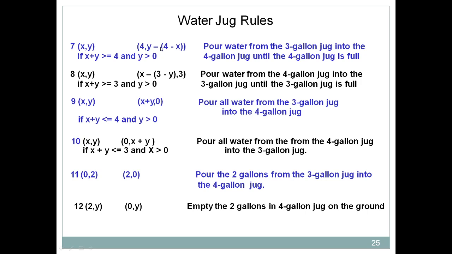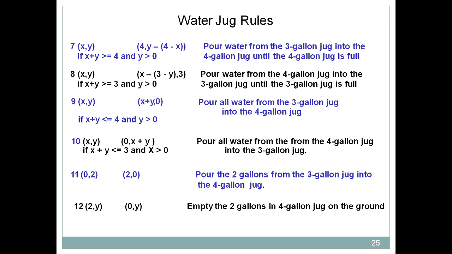The final value of y is y minus (4 minus x), that is, the amount of water you have transferred from the 3 gallon jug to the 4 gallon jug. Just imagine a situation where I am transferring only 1 gallon of water from the 3 gallon jug to the 4 gallon jug.